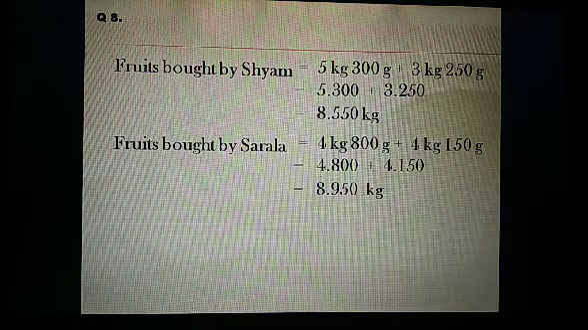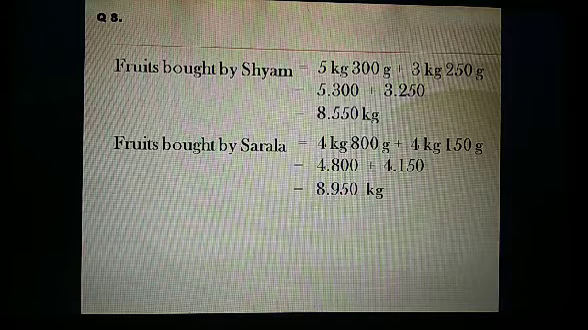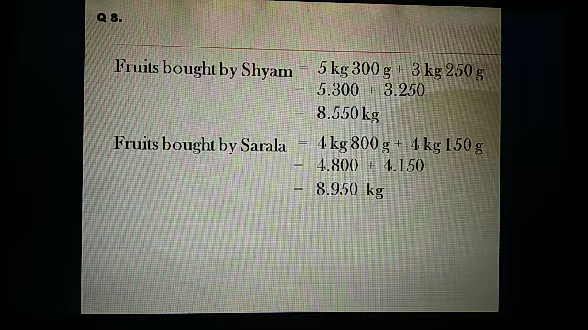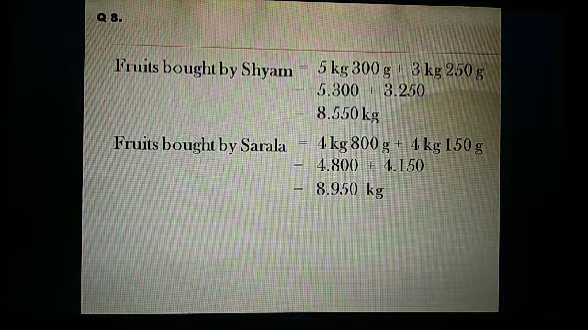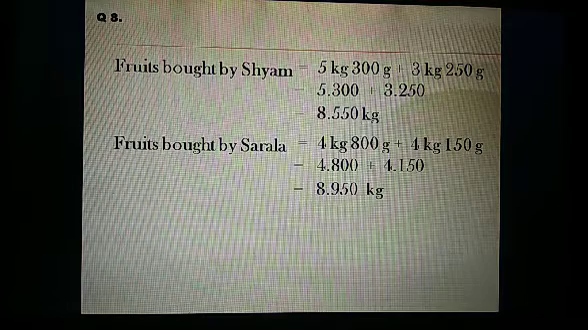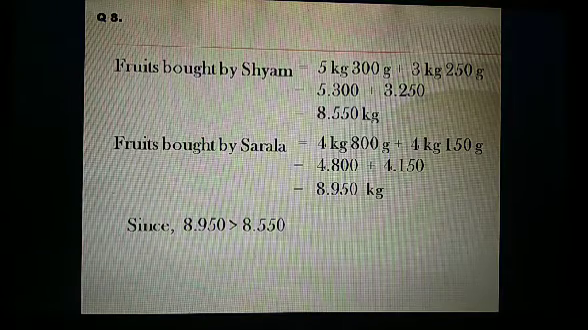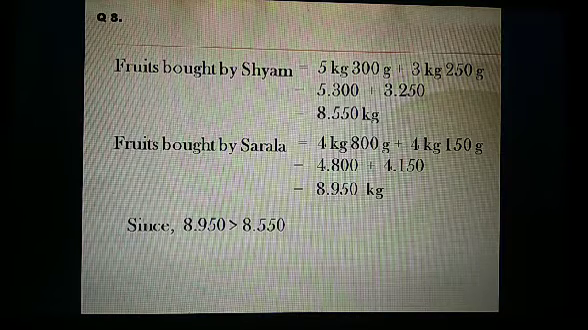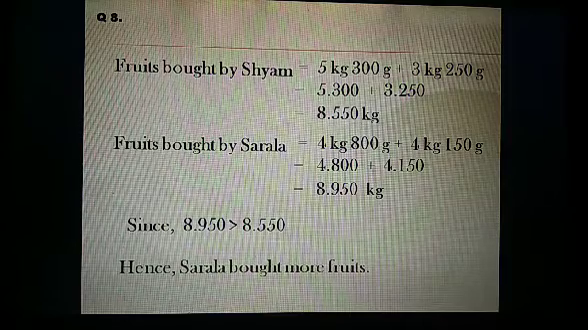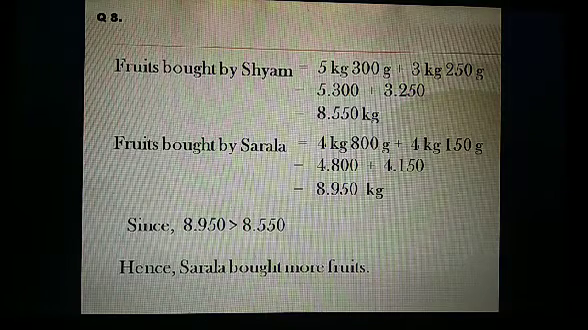Now as you can see here the whole part is same in both the cases, but the decimal part is different and both are having 3 digits. So which one is greater, 550 or 950? Yes, so we can write since 8.950 is greater than 8.550, so you can say Sarla bought more fruits.